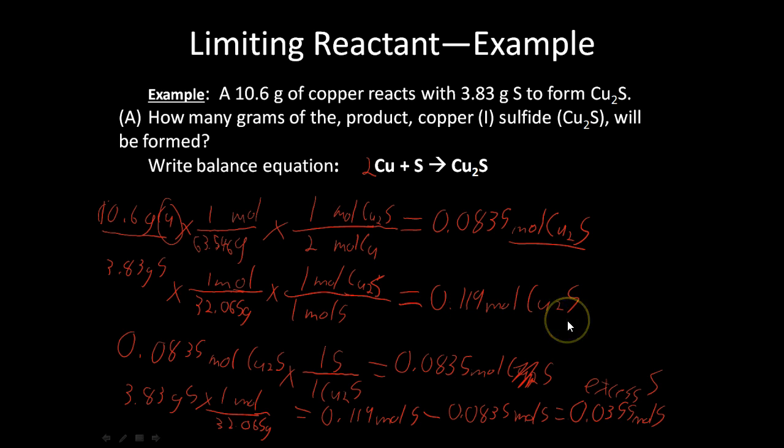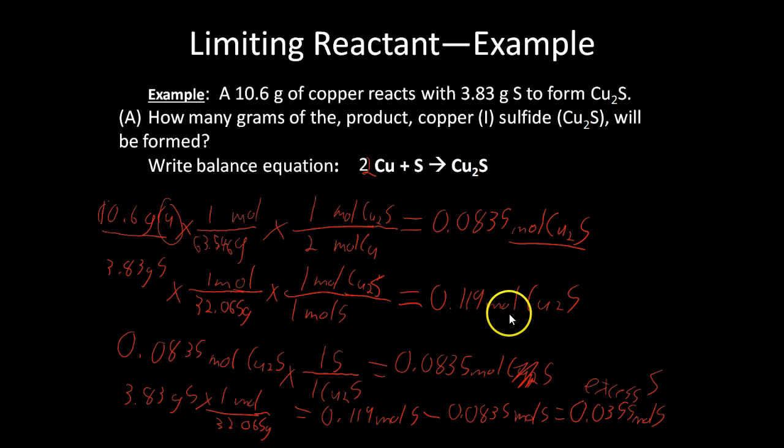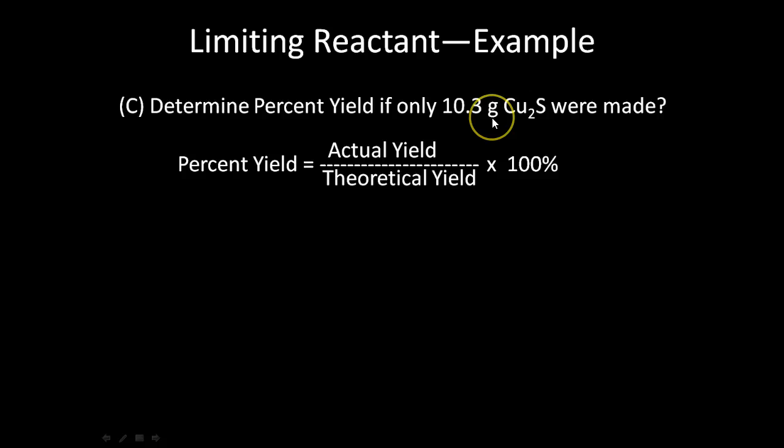Now let's do one more thing with this number. We have the moles of copper 1 sulfide that will actually form. On the next slide, we see that we have grams of copper 2 sulfide that were actually made. So this is an experimental value, how much was weighed afterwards. This back here is what we call the theoretical yield. This is how much we should be making with this much reactant. These two reactants added together should make this much, but in reality it only made that much.